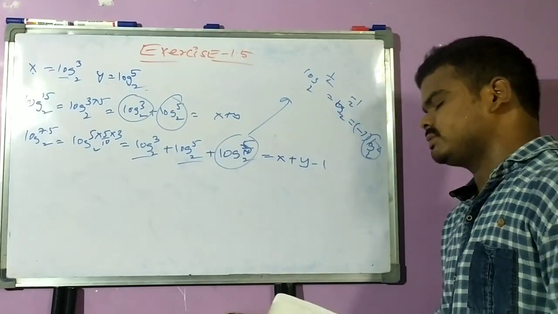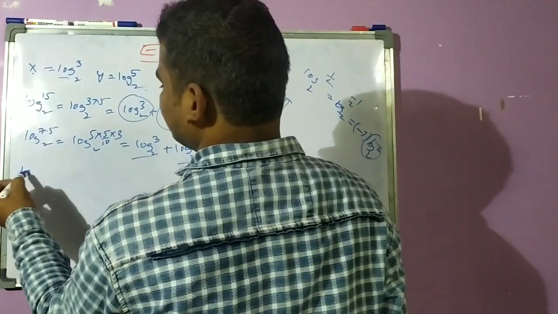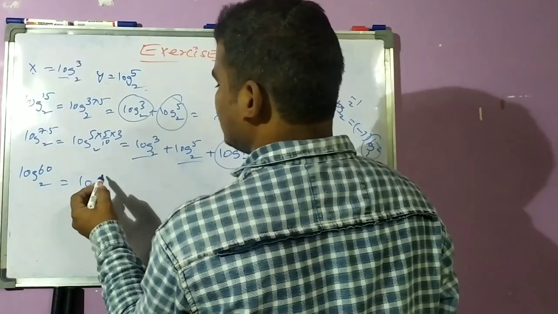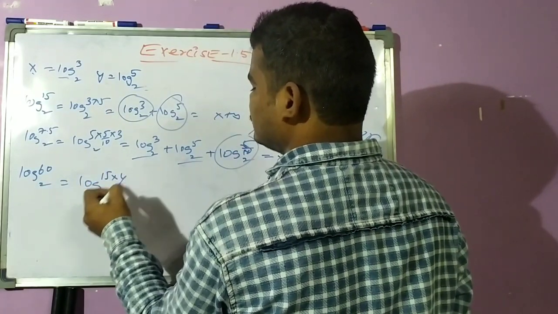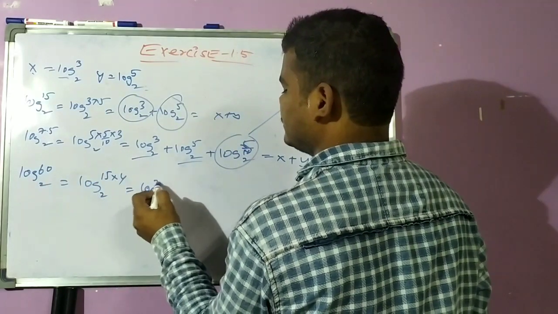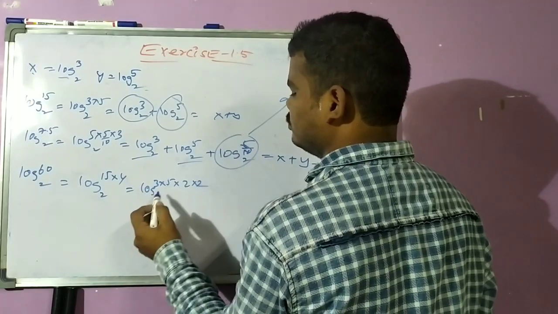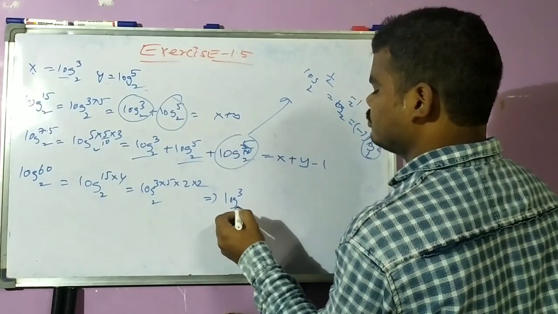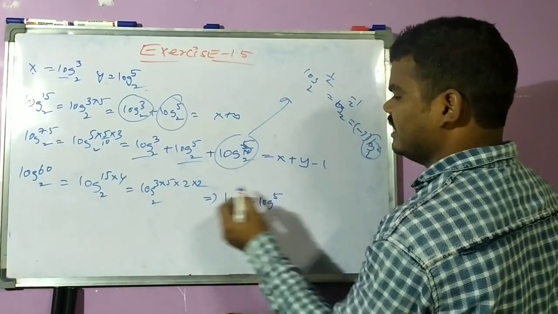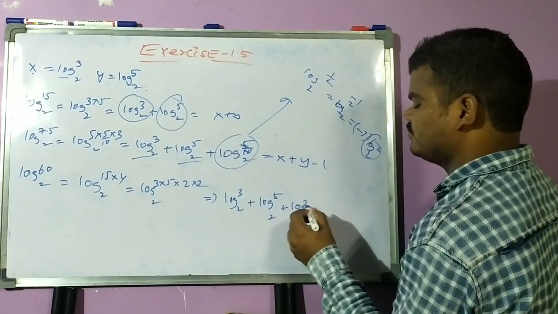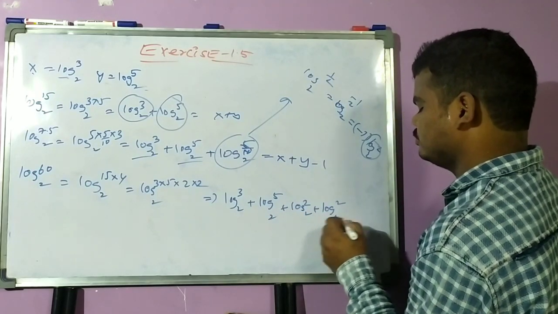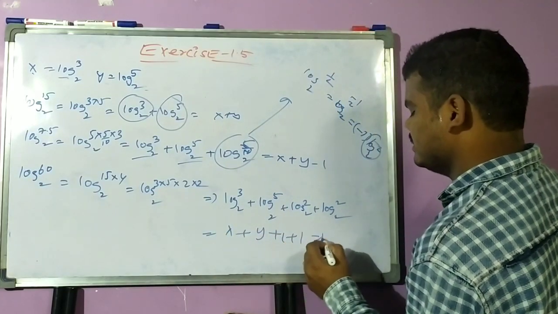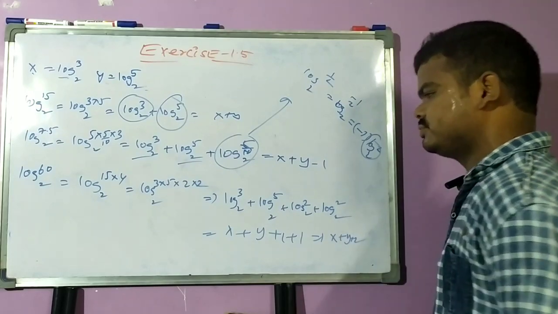Next, logarithm of 60 to base 2. Logarithm of 60 can be written as 15 4s are 60, so logarithm of 3 into 5 into 2 into 2 to base 2. It can be written as logarithm of 3 to base 2 plus logarithm of 5 to base 2 plus logarithm of 2 to base 2 plus logarithm of 2 to base 2. This value is x, this value is y, this value is 1, this value is 1, which is x plus y plus 2.